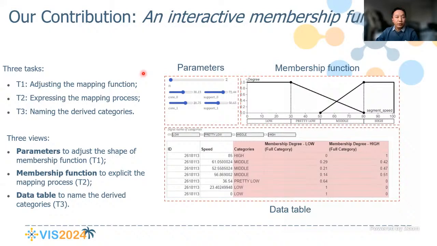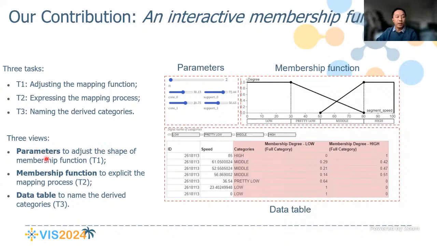In this interactive membership function, we could address three tasks. Task 1 is to adjust the mapping function. Task 2 is to express the mapping process. Task 3 is to name the derived categories. So our three views could address the three tasks.